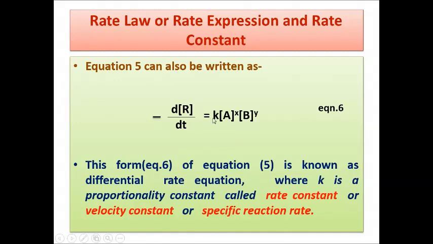where k is named as what? Proportionality constant. To remove the proportionality sign, we use the constant which is named the proportionality constant. And in the rate of a reaction, we can give it a name, that is rate constant or velocity constant or specific reaction rate. Three names are there for the proportionality constant: rate constant, velocity constant, or the specific reaction rate.